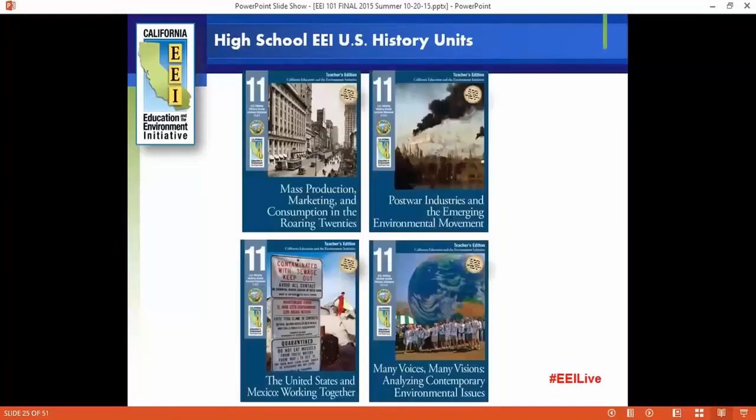So here are the high school U.S. history units. Looking at different relevant issues, like that bottom left-hand unit, United States and Mexico working together, it gets into some of the issues with pollution flowing into the U.S. through the Tijuana River, and how do we deal with those types of issues.